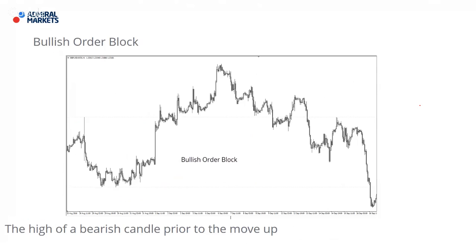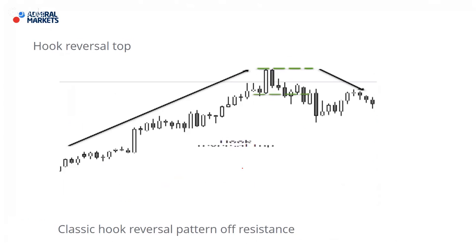A bullish order block is the high of a bearish candle prior to a move up. This high is the order block, and usually these order blocks are extremely good in showing you potential trade setups and confluence points for you to take trades in the trend direction. I really like to see bullish and bearish order blocks.